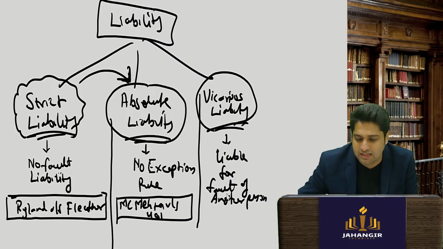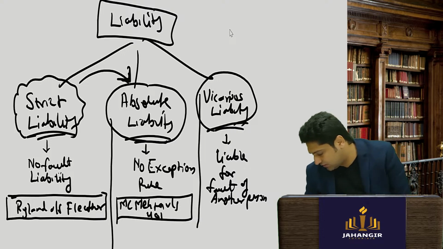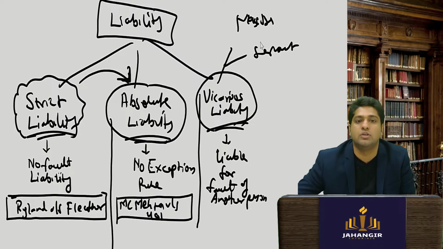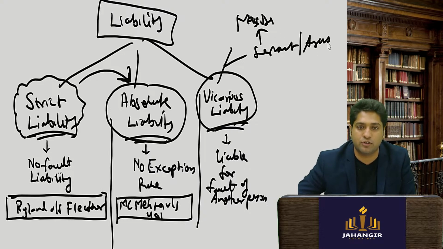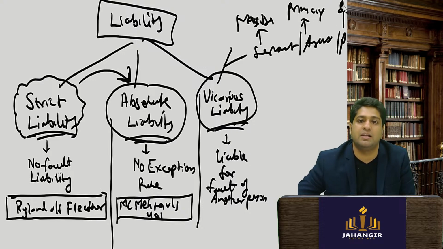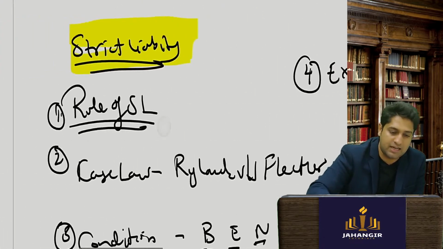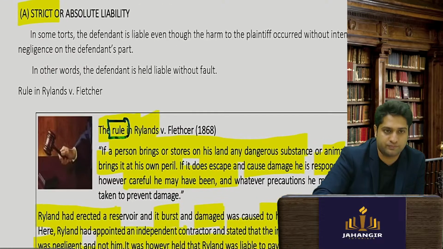And how can I be held liable for the fault of another? Very simple, master-servant liability. For the fault of the servant, the master will be held liable. For the fault of the agent, the principal will be held liable. For the fault of one partner, the other partner can be held liable. So vicarious liability is also very simple. Let's see each one and finish it off.